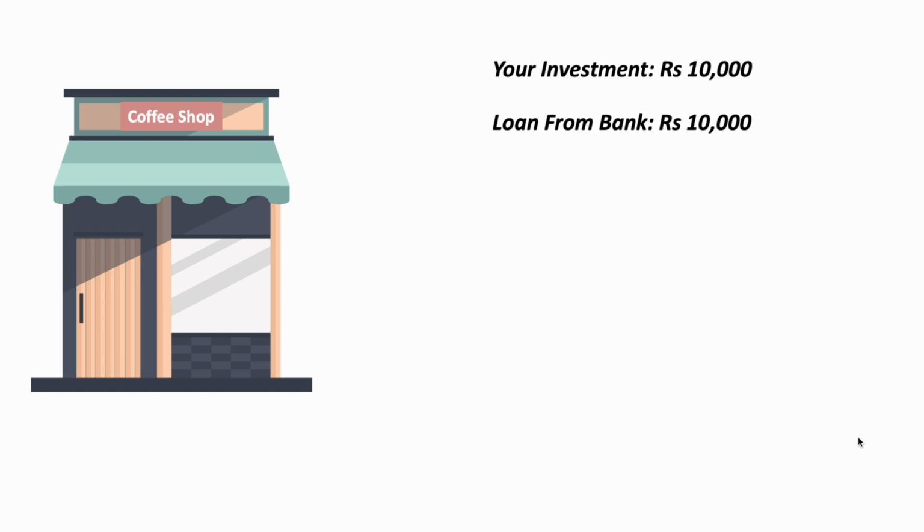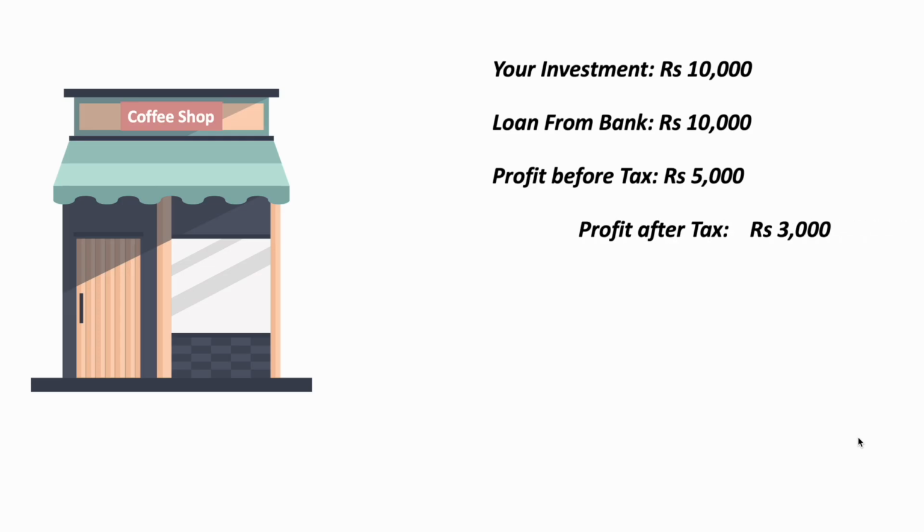So let's understand the difference between ROE versus ROCE via a simple example. For example, you have started a coffee shop. In this, you have invested rupees 10,000 and you have taken a loan from the bank of rupees 10,000. And suppose the profit that you are generating from this coffee shop before paying any tax is rupees 5,000, and suppose you have paid a tax of rupees 2,000, therefore your profit after tax comes to rupees 3,000.